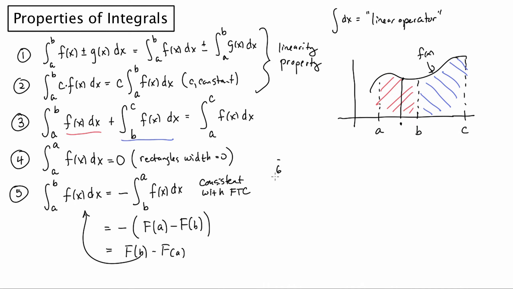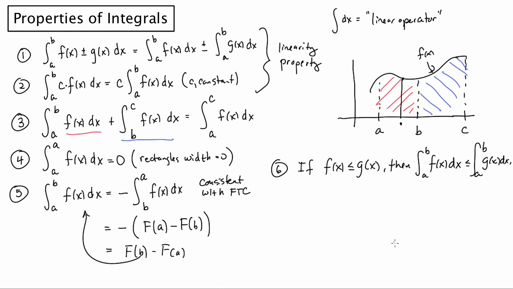Finally, the last property here is: if f of x is less than or equal to g of x, then the integral of f of x is less than or equal to the integral of g of x. That should make a lot of sense. If the heights are all lower for the function f of x, the heights of the rectangles are lower, then there's less area under the curve f of x than there is under g of x. And that's all that that's saying.